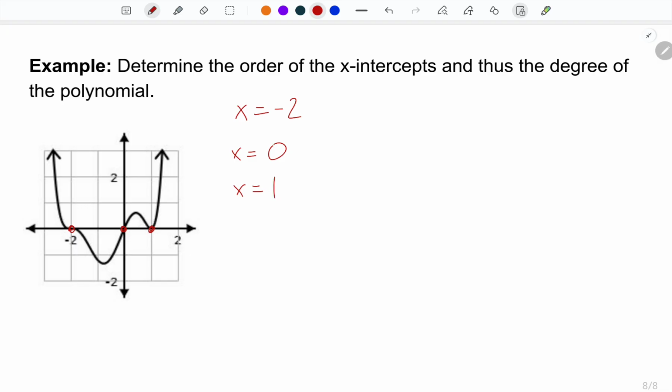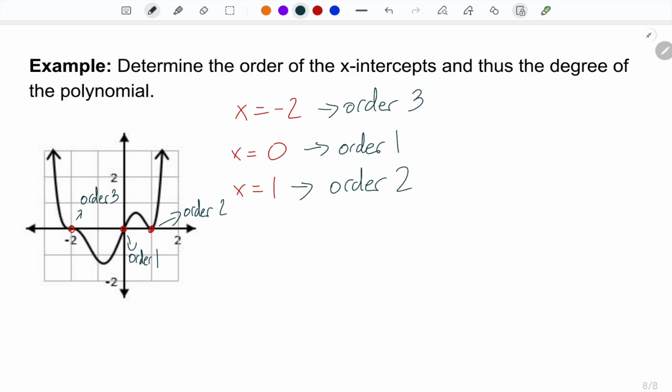And we want to figure out, well, what is the order of each of those x-intercepts? We'll take a look at the shape. This one is cubic looking, so that must be order 3. X equal to 0 just looks like it's going straight through, so that would just be order 1. And the last one is hitting the minimum and going back. It's a turning point, so it's like a parabola. It's order 2.